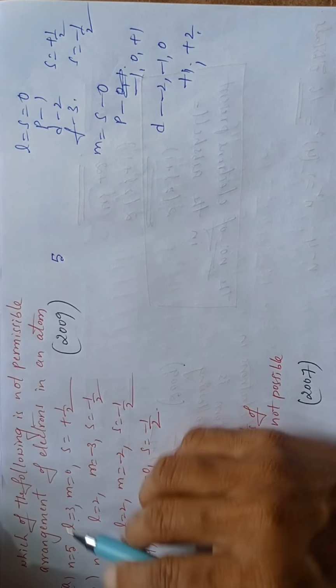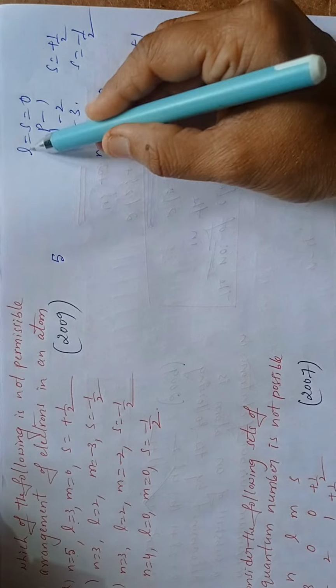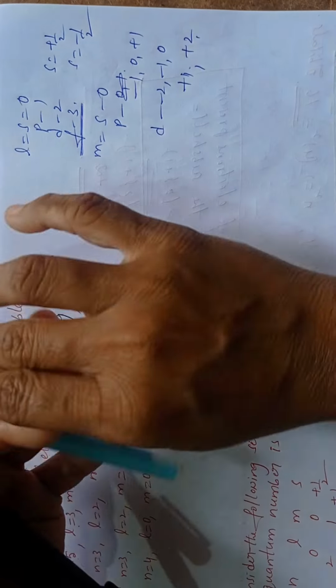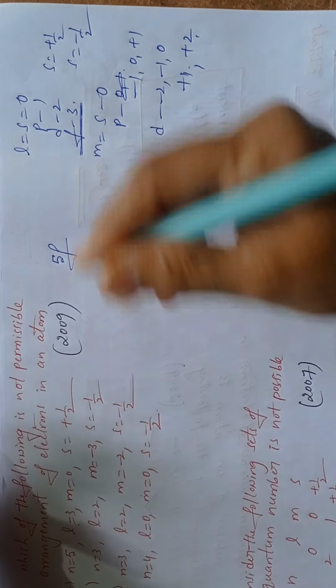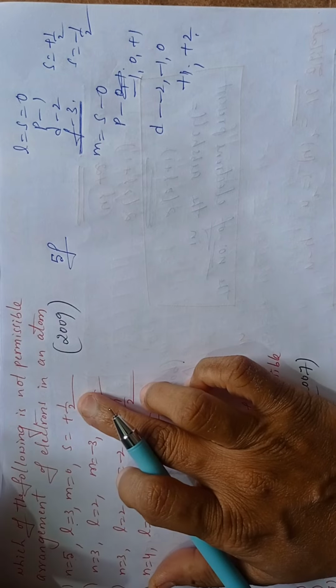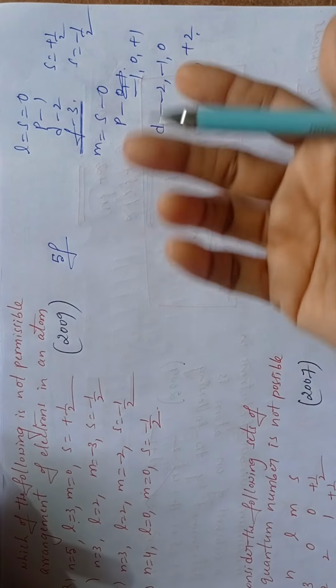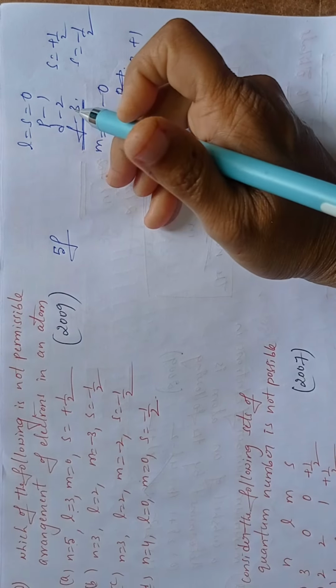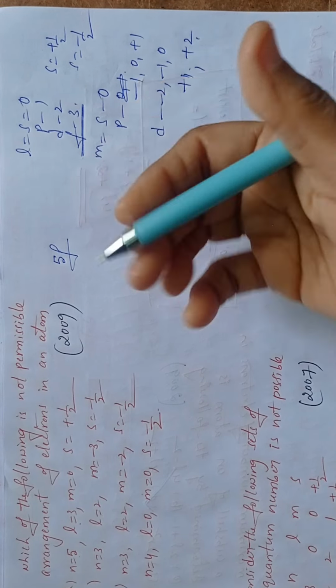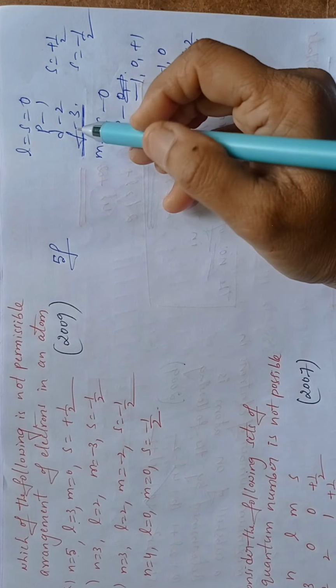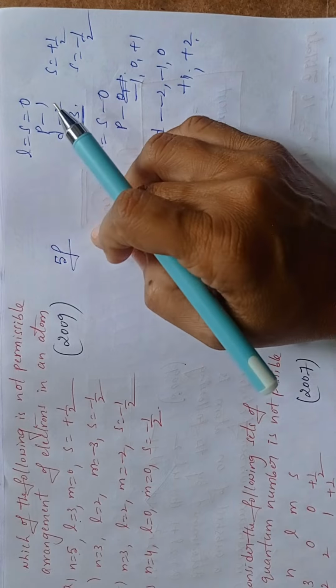Now see, students, n equal to 5, the fifth shell. L equal to 3 is nothing but which subshell? F subshell. Are you clear? 5F. And next one, S is equal to +1/2 given. So S equal to +1/2 means spin quantum number +1/2 value is possible. Are you clear, students? This one is possible, 5F.